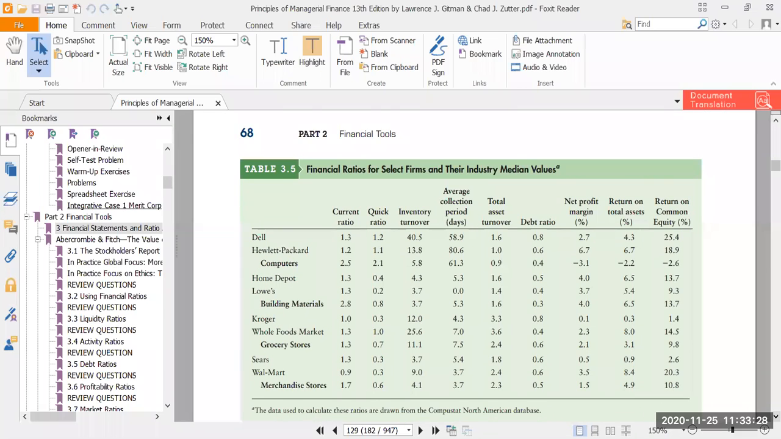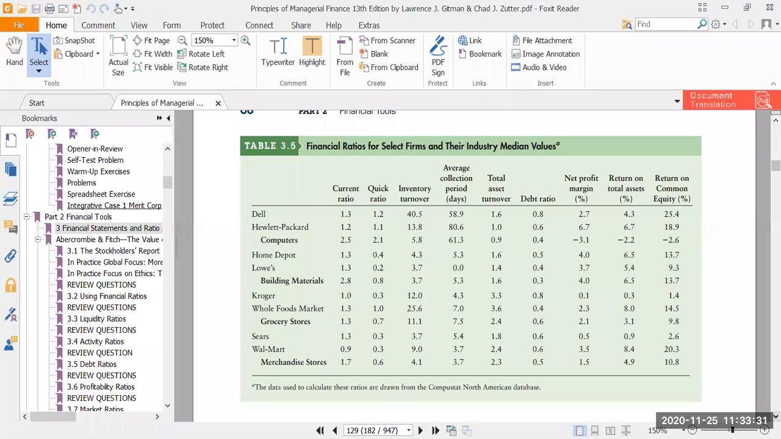So this was the cross-sectional analysis, and here is an example of the financial ratios of selected firms with a comparison to their industry median value. Number one, Dell and Hewlett Packard are there for the computer companies. Then there are Home Depot and Lowe's for building materials. For the grocery stores and wholesale food market, there is Kroger. There are Sears and Walmart, and these are merchandising stores. Here are different kinds of ratios which we are going to discuss in a later lecture.